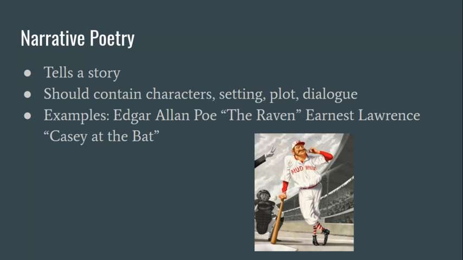And this one is a little bit easier to identify, narrative poetry. It will tell a story, and you just want to look for characters, setting, plot. And usually a dead giveaway is if it has dialogue, then usually it's a narrative poem. A couple examples are Edgar Allan Poe's The Raven, which we will go over in a second, and a poem you may have all heard of, Ernest Thayer's Casey at the Bat.